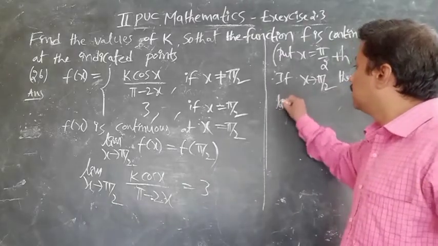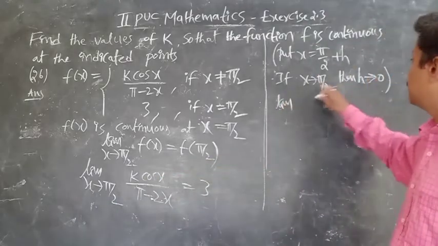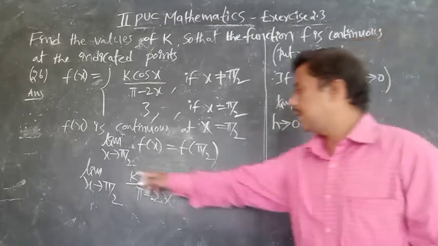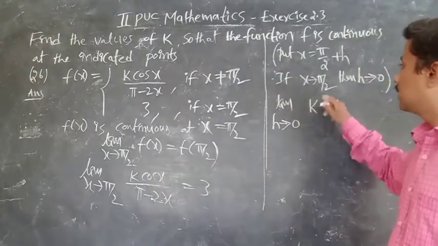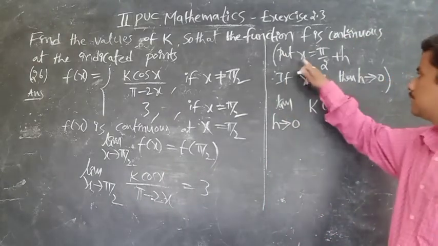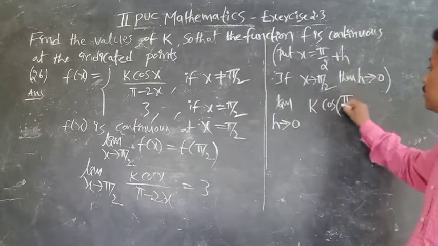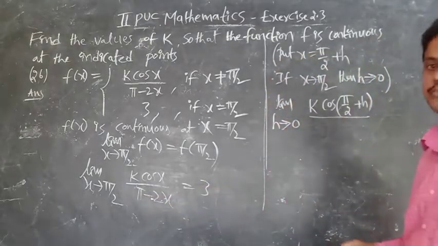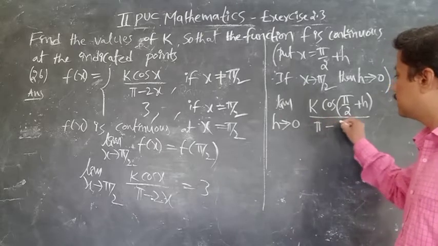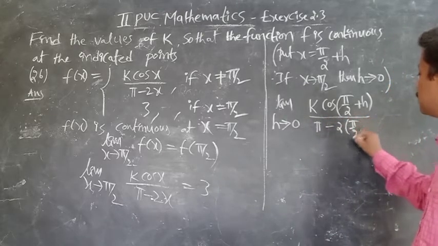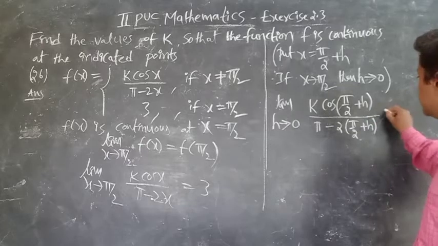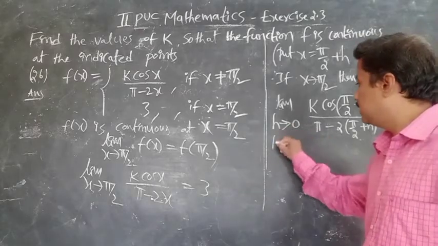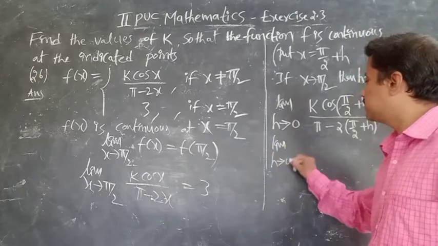Limit x tends to pi by 2 becomes limit h tends to 0. And k cos x, write k the same. Cos of x value, pi by 2 plus h, divided by pi minus 2x. Pi minus 2 into pi by 2 plus h is equal to 3. Simplify it. So limit h tends to 0, k.